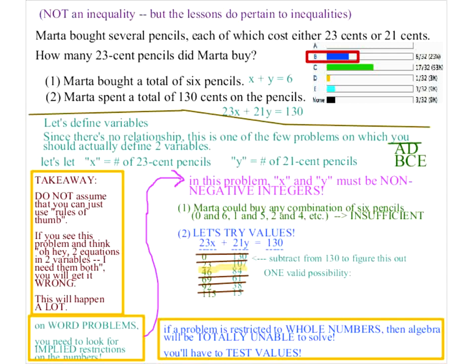We need 46 cents, so we need 2 for x, and 84 cents out of 21, so that's 4 for y. So that's sufficient. So the answer is B. Question in the text box says, can you factor 130? You could, but there'd be no point in doing that because you have things that add up to 130, and if something is the sum of 2 or more things, there's not really any good reason to factor it. Factoring is only for products, not sums.